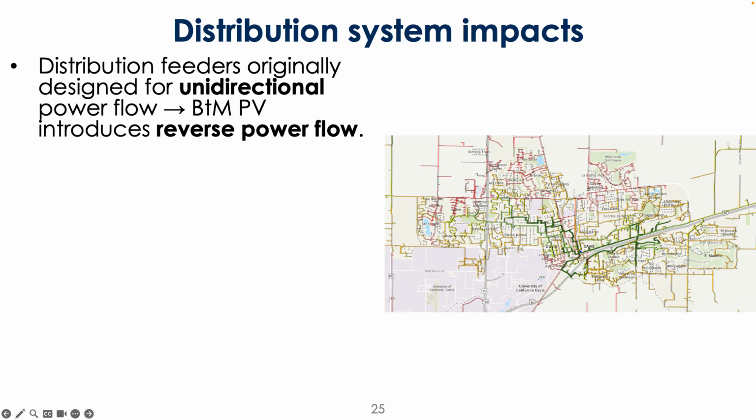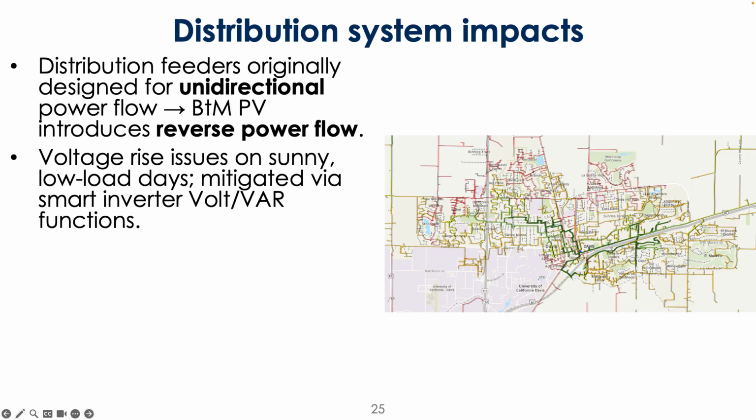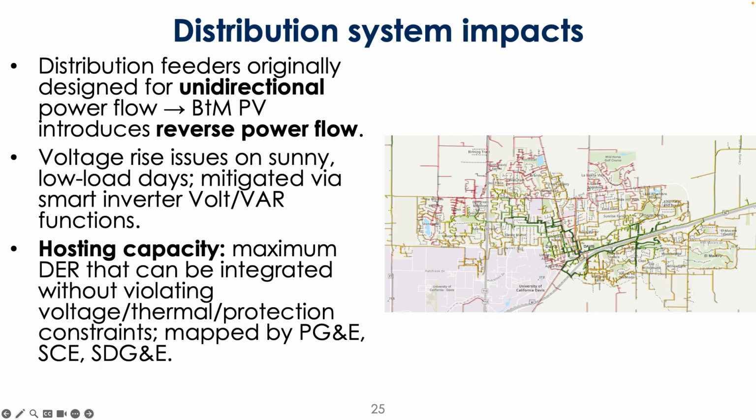Yeah, and so behind the meter PV introduces reverse power flow and voltage rise, especially happening on sunny and low load days. That's where you're generating a lot more power and using less power, so you have a higher likelihood of exporting. And then, as I was mentioning, the smart inverter helps to mitigate these issues.